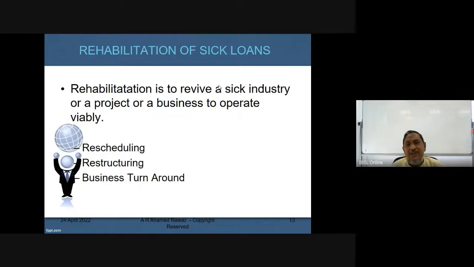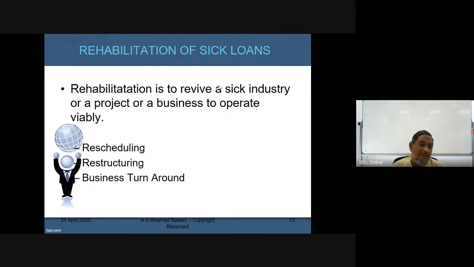Now, what is rehabilitation? It is to revive a sick industry, project or business to operate viably. Put the customer back in business. That's called rehabilitation. So we have three options available: rescheduling, restructuring, and business turnarounds. Three options are available to do rehabilitation. These are very simple and very common.